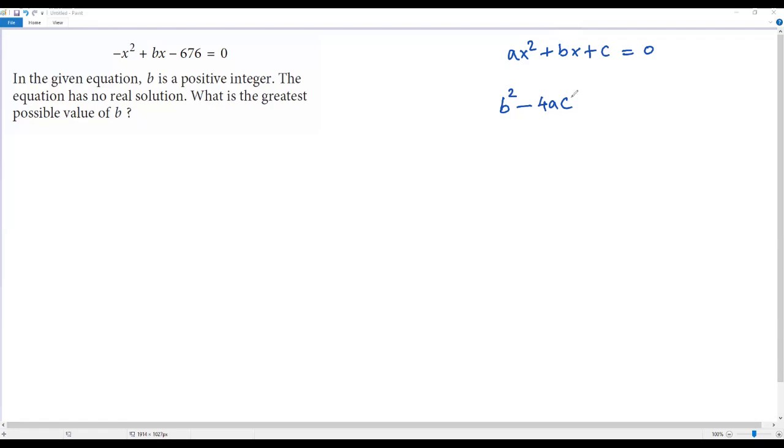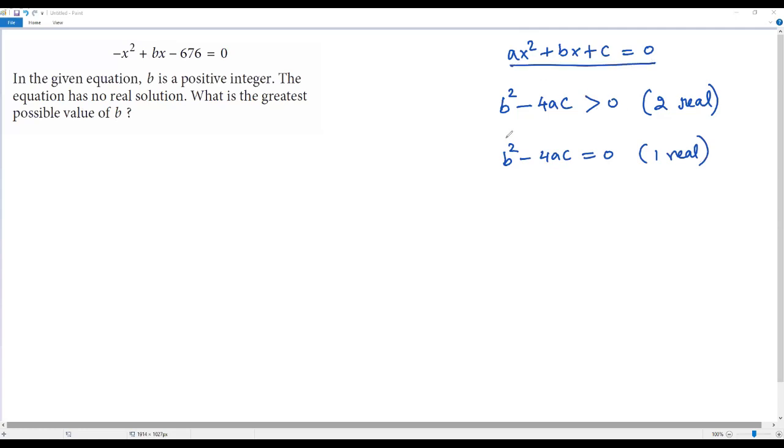If the value of this discriminant b squared minus 4ac is greater than 0, then we have two real solutions for the quadratic equation. If the discriminant equals 0, then we'll have only one real solution. That is, we'll get only one real value for x. If the discriminant is less than 0, then there is no real solution.